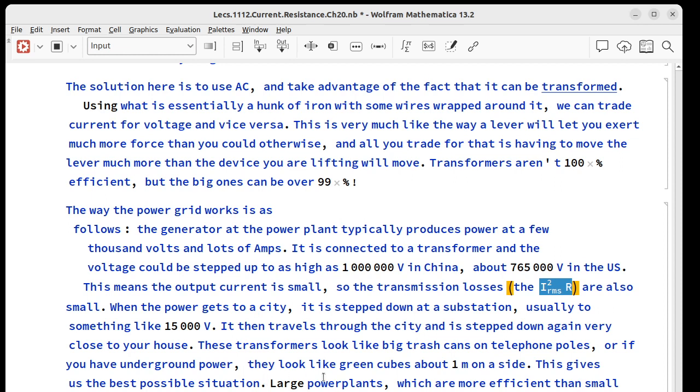This is the best possible situation. We've got giant power plants, which are more efficient. They're far away from where we live, but they can supply lots and lots of homes and businesses without wasting all that power heating up the lines. DC won't go through a transformer, so this is the reason the power grid works like it does. It's why we have AC instead of DC for power distribution.